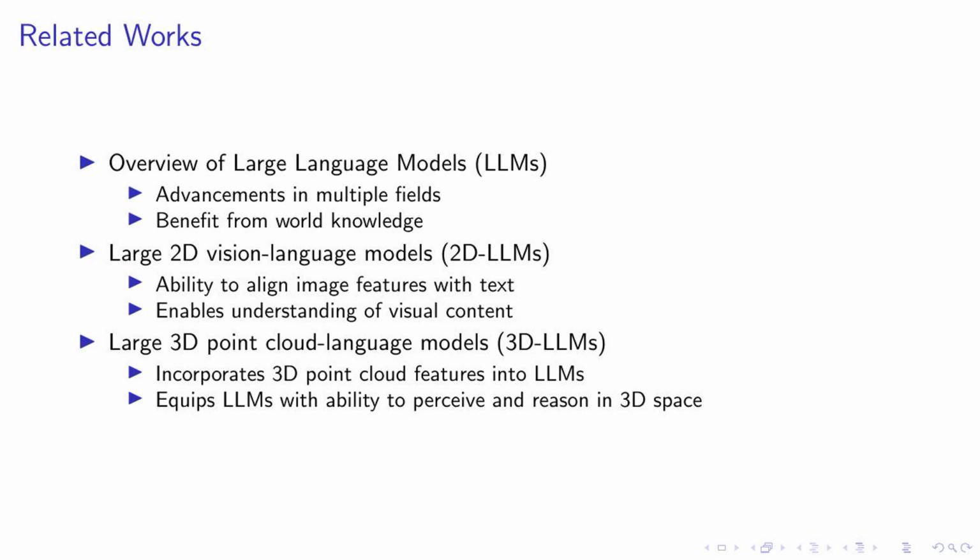MiniGPT-3D. Begin itemize. Item: An efficient 3D LLM that connects 3D point clouds and LLMs using 2D LLMs as priors. Item: Achieves state-of-the-art results with only 27 hours of training on a single RTX 3090 GPU. Item: Utilizes an efficient four-stage training strategy, gradually transferring the knowledge from 2D LLMs to 3D. Item: Introduces the mixture of query experts, MQE, for adaptive feature aggregation. End itemize, end frame.